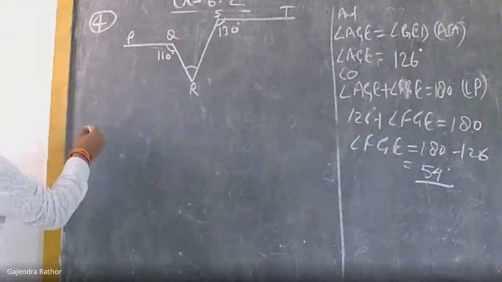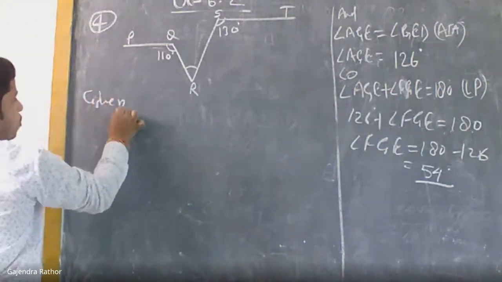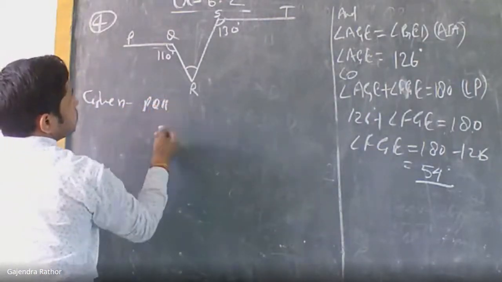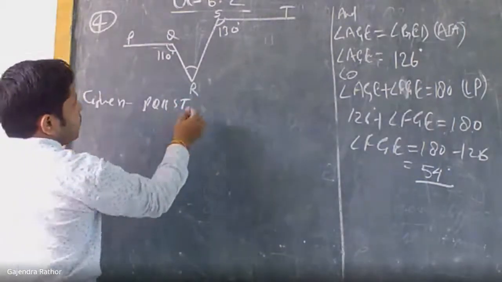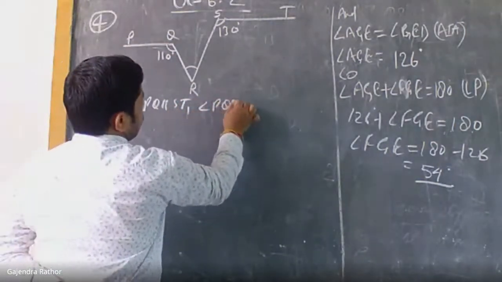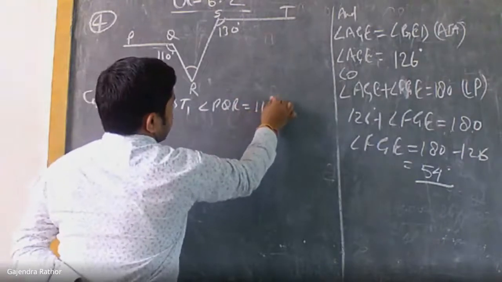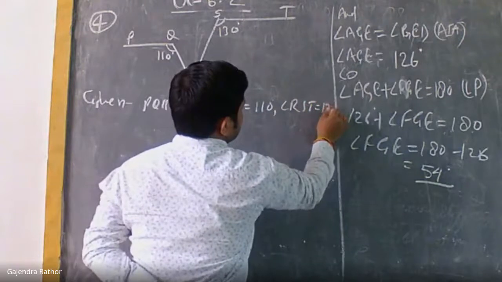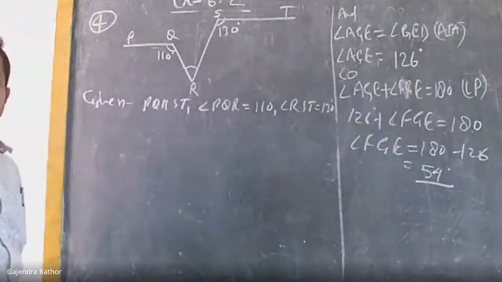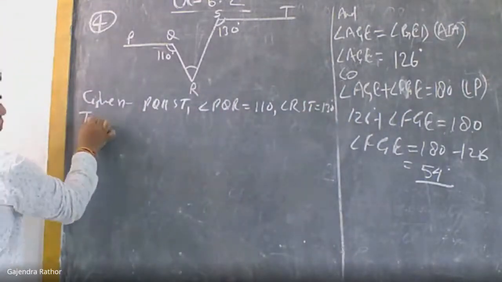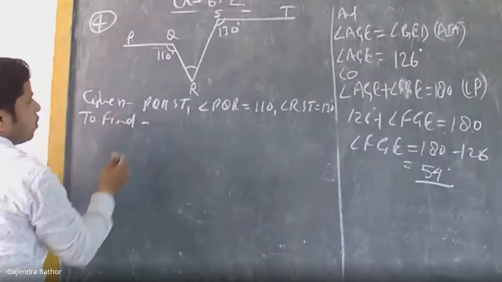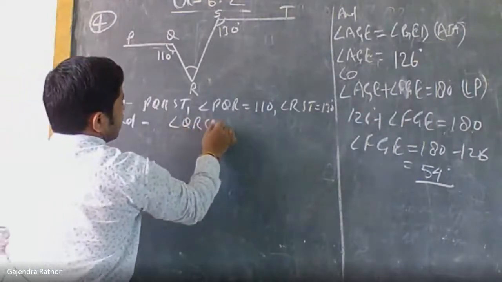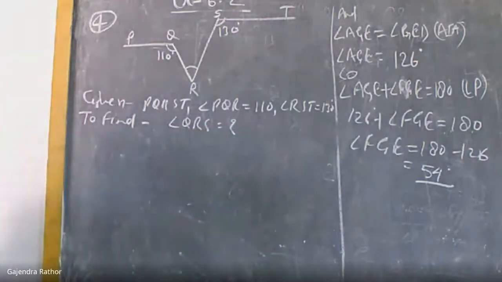So first, write given. Okay. What is given? PQ parallel ST. Second point, angle PQR is equal to 110. Third point, RST is equal to 130. Next, which angle do you need to find? QRS. Angle QRS. This angle you need to find.